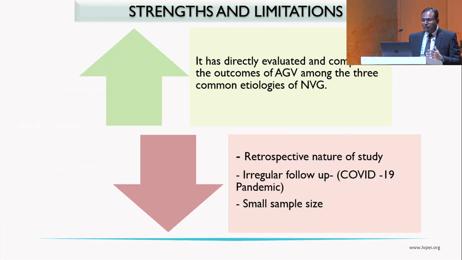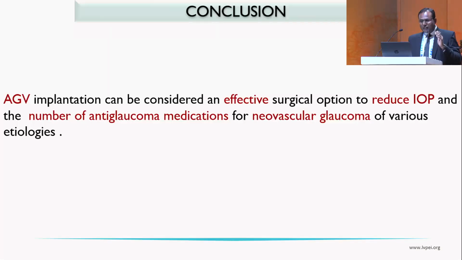The strength of our study is that we have directly evaluated and compared the outcome of AGV among the 3 common etiologies of neovascular glaucoma. The limitations include the retrospective nature of the study, irregular follow-up of patients due to the COVID-19 pandemic, and a smaller sample size. So we can conclude that AGV implantation can be considered an effective surgical option to reduce IOP and the number of anti-glaucoma medications for neovascular glaucoma of varying etiologies.